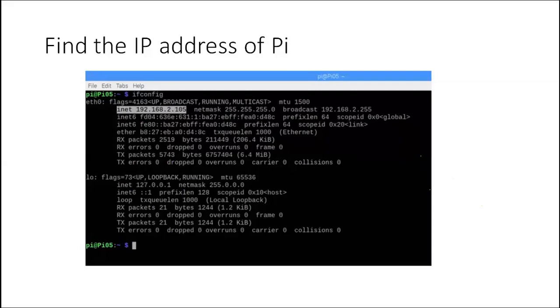In that Raspberry Pi terminal, you have to give a command called ifconfig. If you give ifconfig, it will give the IP address of your Raspberry Pi. So you should take the Raspberry Pi's IP address.